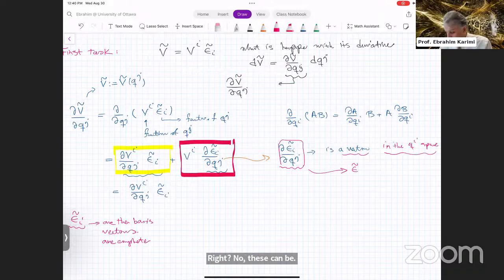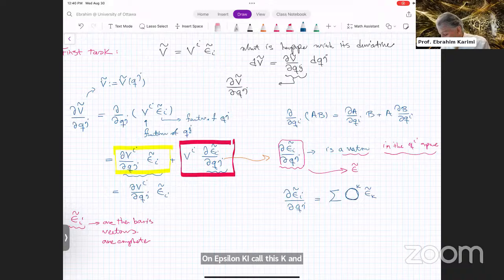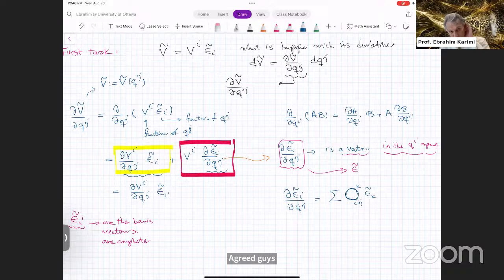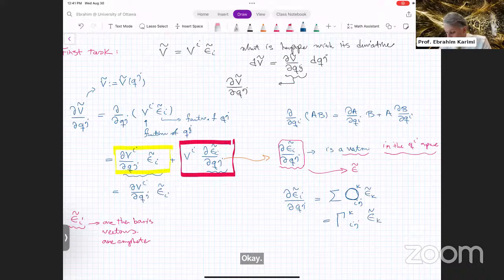So in fact, the derivative of epsilon_i with respect to q^j is given by the summation of some coefficient, which I call this circle coefficient, times epsilon_k. I call this k, and definitely that coefficient is depending on i and j. Agreed, guys? Do you agree that this vector can be expanded in terms of the epsilon_k? Wonderful. If you agree, then I call this the Christoffel notation. So I will write it as gamma^k_ij epsilon_k. And of course, I am summing over the dummy index k. Good?